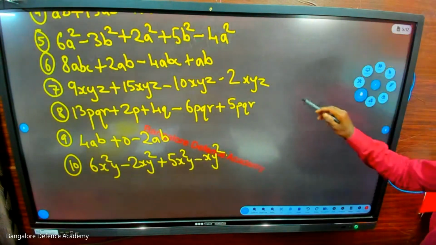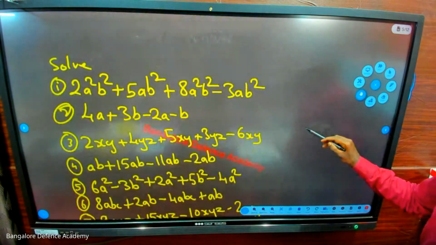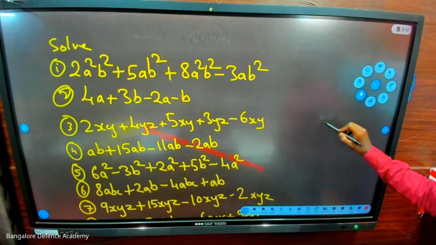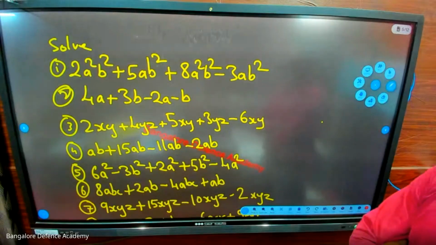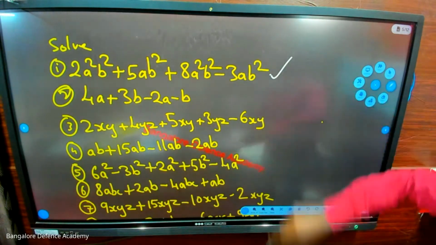ये था, ये वाला, सही है ना ये वाला ही है right? Yes. हाँ बोलो answer first one. Sir, 10a²b² + 2ab². 10a²b² yeah correct. Next.